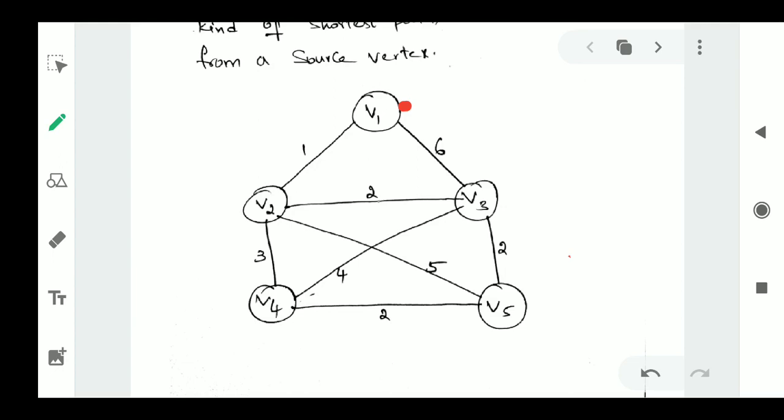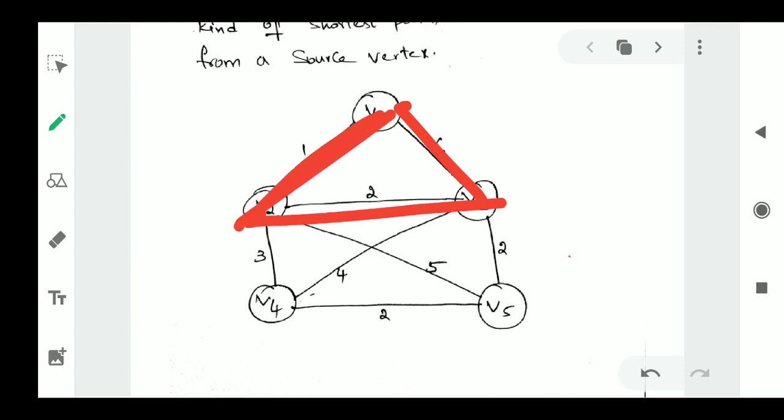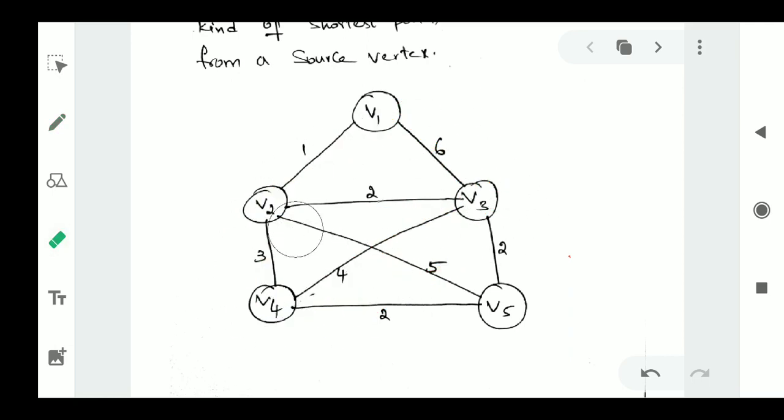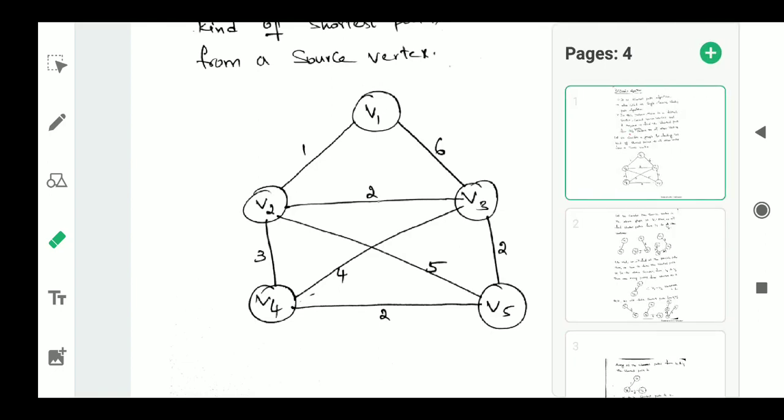From V1, in the next step, we will go for finding out the shortest path between V1 and V3. We will take all the possible paths. One path is V1 to V3. Another path is V1 to V2, from V2 to V3. Another path is V1 to V2, from V2 to V4, and from V4 also we can reach the vertex V3. This is how we are going to find out all the possible paths. Then among all the possible paths, we will find out the shortest path. We will see the example from this graph.